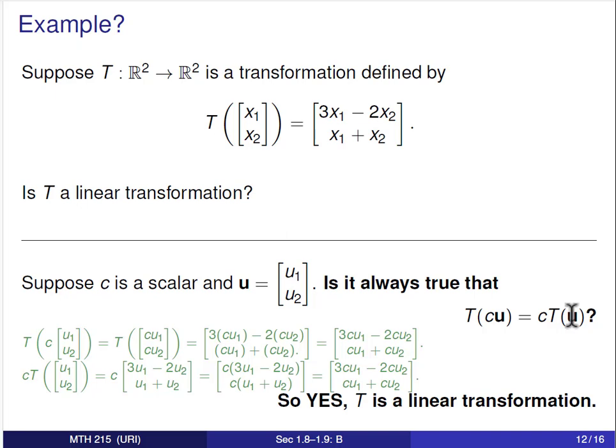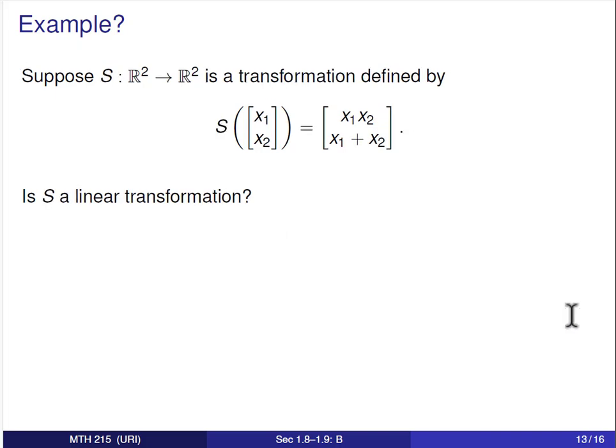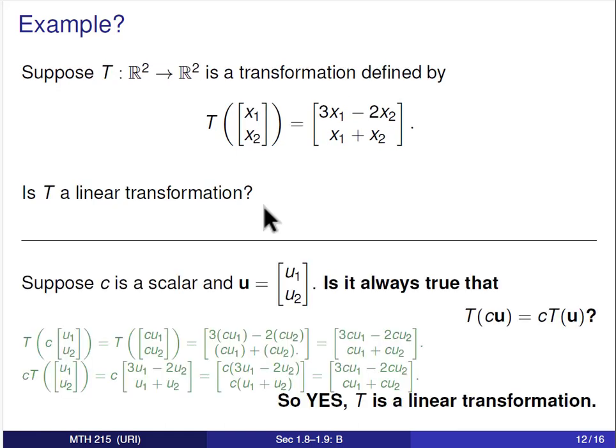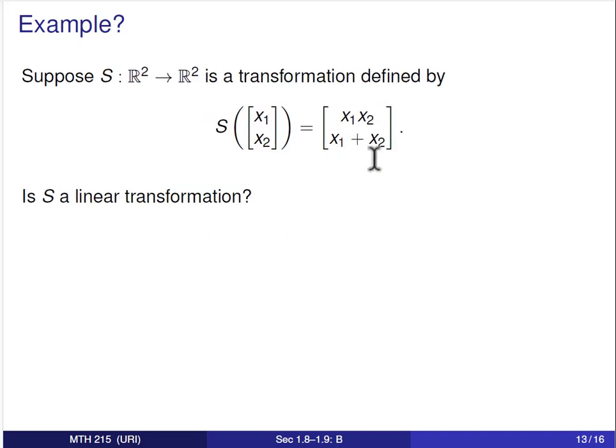All right. Now as another example, suppose we had a function S. S is defined by S of (x1, x2) is (x1 times x2, x1 plus x2). That's multiplication there, and then we've got the addition of x1 and x2 in the second entry. We want to know, is S a linear transformation? As you compare this problem with the previous one, you might notice some differences that might look significant, or you might not think they're very significant.